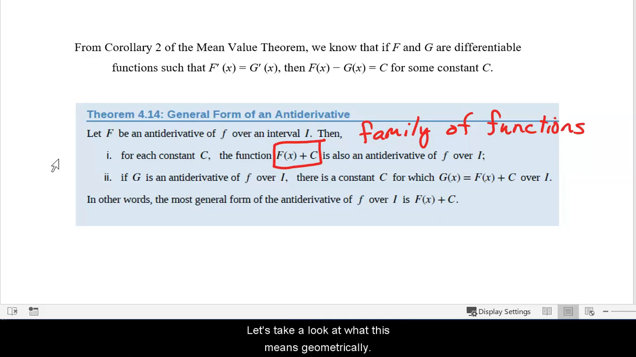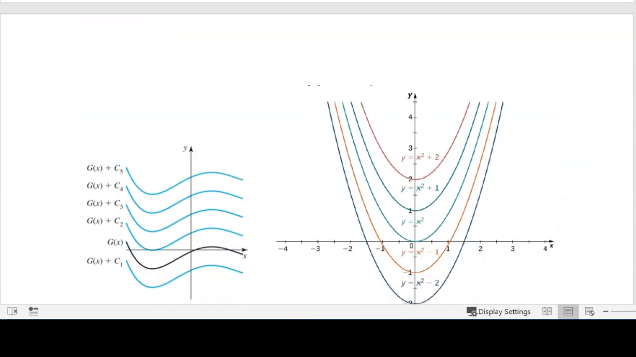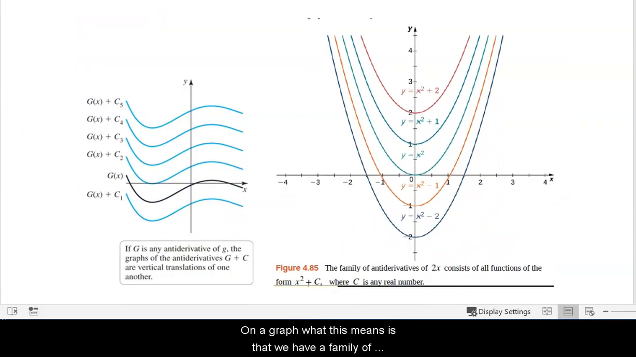Let's take a look at what this means geometrically. On a graph, what this means is that we have a family of functions which represents any of the antiderivatives in that entire family of antiderivative functions. G, which is the one in black here, is one of these antiderivatives. And if we add or subtract various constants, we'll get other antiderivatives. Notice they all have exactly the same shape. They've just been vertically translated up or down.